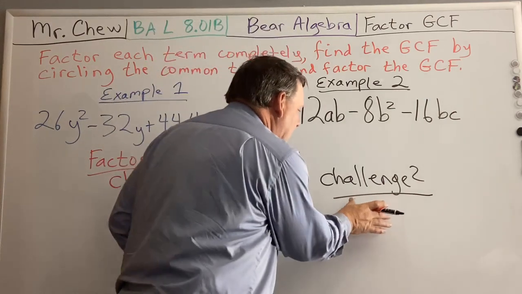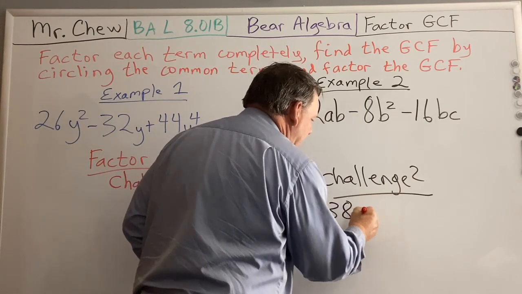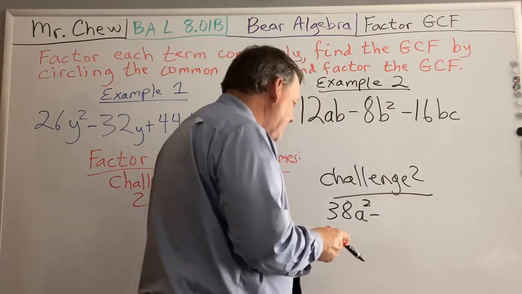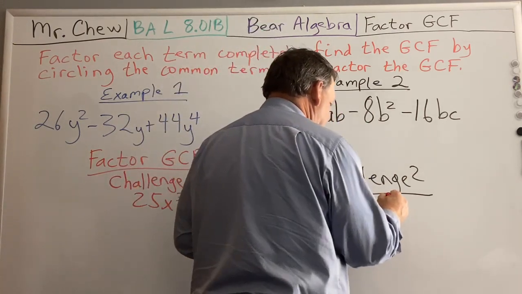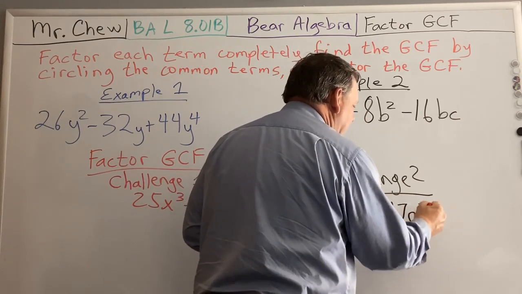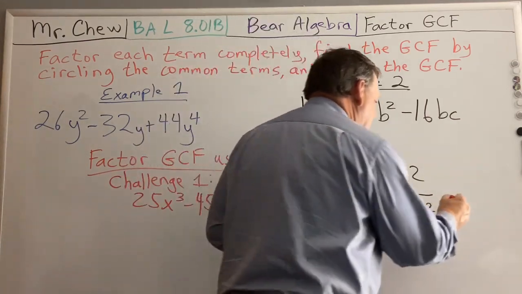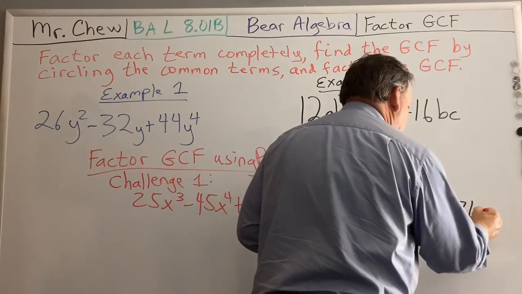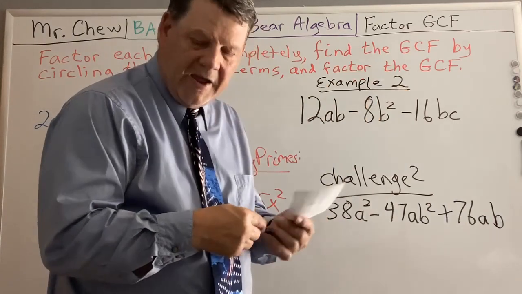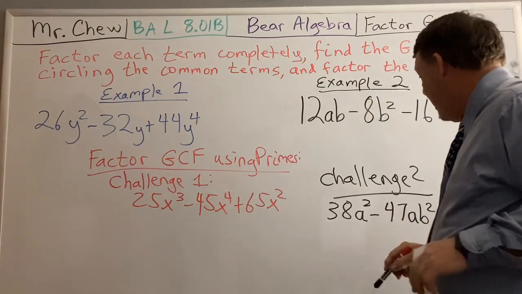All right, let's do 38a squared minus 47ab squared plus 76ab. So I just made that off the top of my head because there was an issue with my challenge 2. So try these 2 challenge problems.